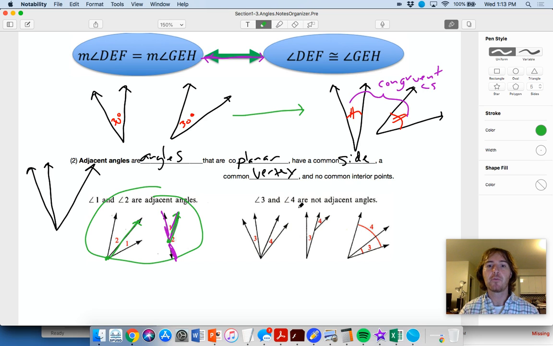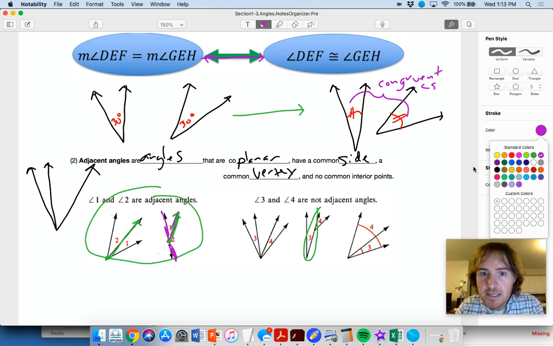Okay, angle 3 and angle 4 are not adjacent angles in these diagrams right here. What's wrong with this one? Why isn't this adjacent angles? Well, the angles aren't right next to one another. They don't share a common side. Okay, this one right here, these are not adjacent angles. This side here is part of that side here. Okay, so side 1 is different than side 2.